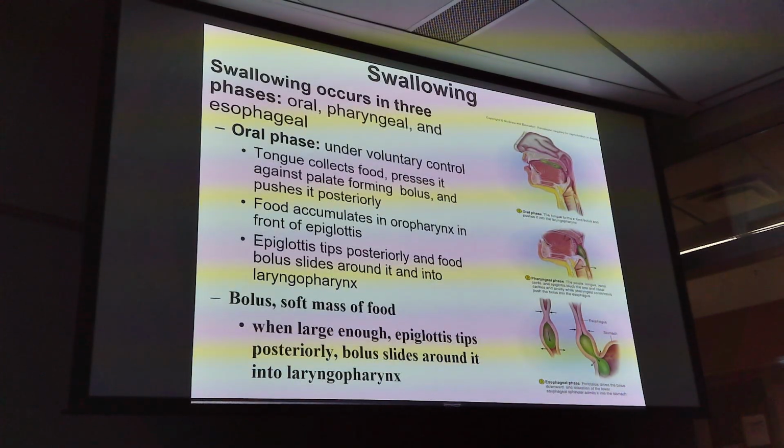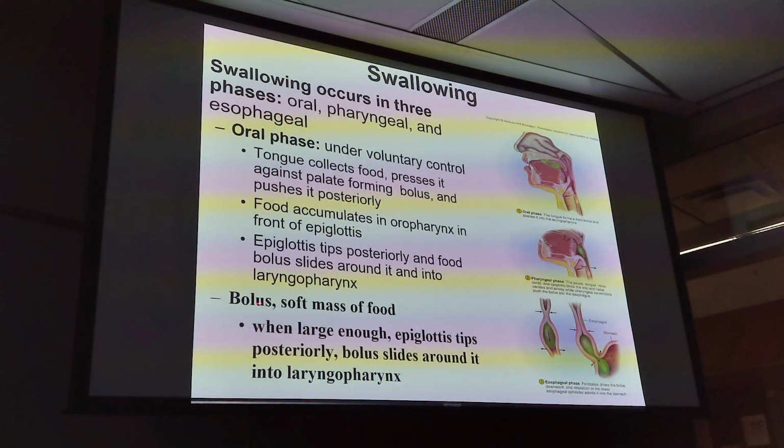Now, this is the part that you need to know, not so much which muscles there are, but the phases and how this works. So we have an oral phase. Where do you think that's at? So voluntary, right? Because you're thinking about it, you're chewing things up. The oral phase, the tongue is up there, your food is accumulating, in front of the epiglottis. So this is under voluntary control.